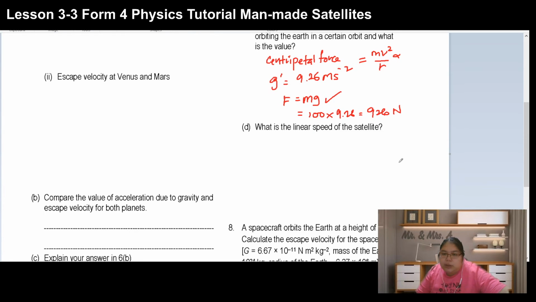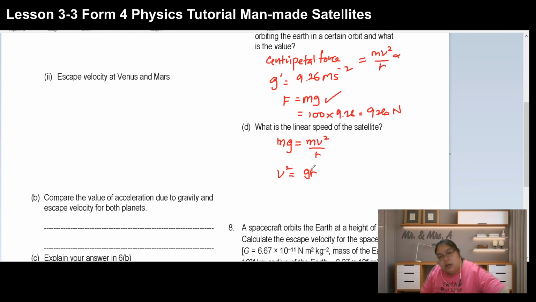So what is the linear speed of the satellite? Remember, if you have the time, we can use v equals 2 pi r over t, but now we don't have the t. So we need to use another formula to find the speed. We assume the centripetal force: F equals mg just now, the weight, equal to the centripetal force, mv squared over r. Now we need to find v. The m we can cut, it's not related to the mass. So v squared equals gr.